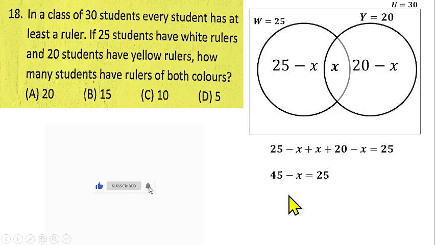So you take this one to this side and take this to this side. So you have 45 minus 30 equals x. So x is equal to 45 minus 30. So x will be equal to 15, not 20. x is equal to 15, which is option B for question number 18.